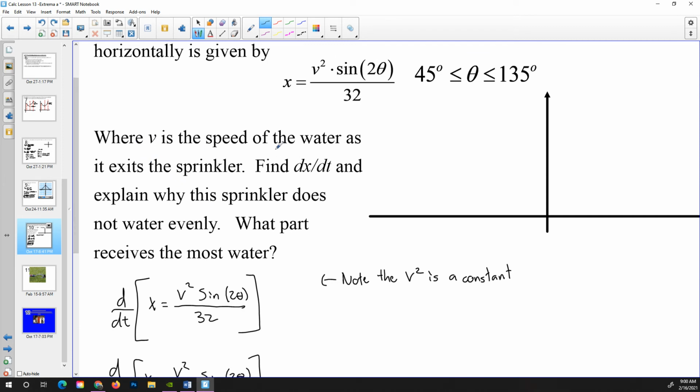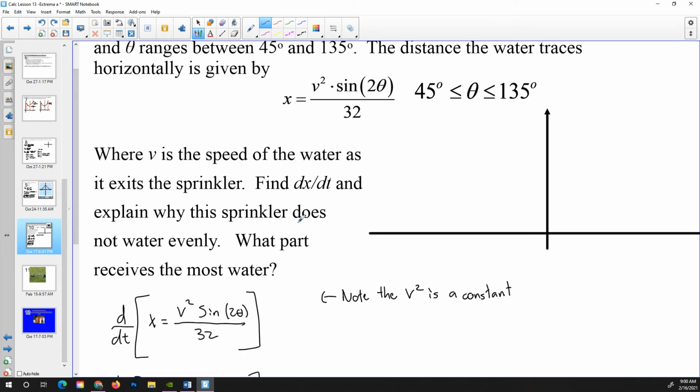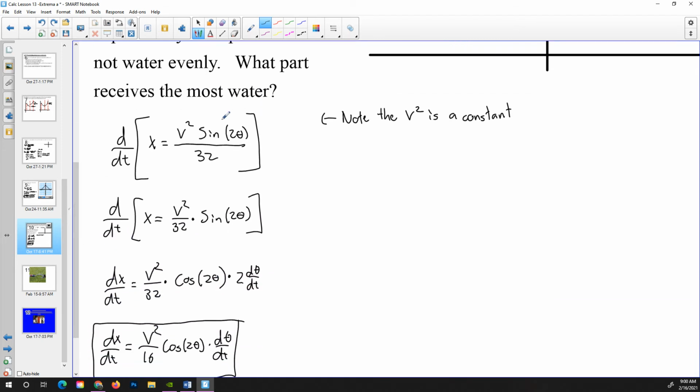They said, find dx over dt. We found that. So now we want to explain why the sprinkler does not water evenly. What part receives the most water? So the most water, we're talking about some sort of optimization here.